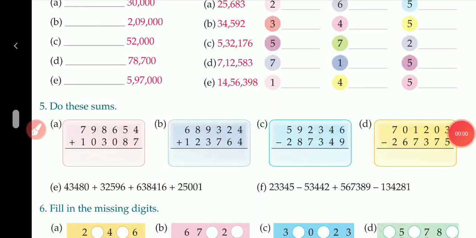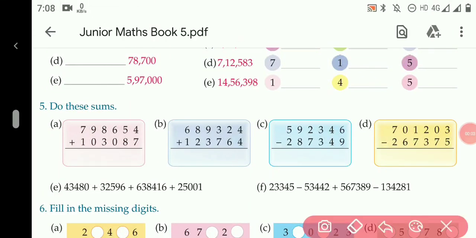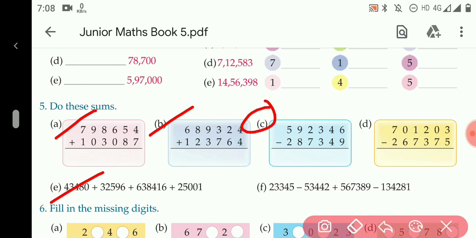In question number 5, do these sums. Here A, B and E, these are the simple additions. Question number C and D, these are the simple subtractions. So in addition you have to plus them, in subtraction you have to minus them. In question number F, let me give you a hint. First you have to add these two numbers, then you have to subtract the answer from this number, then the answer will be subtracted from this number, you will get the answer. So what you have to do is write the questions in your copy and then solve them. You can solve them easily. You have done it before also.